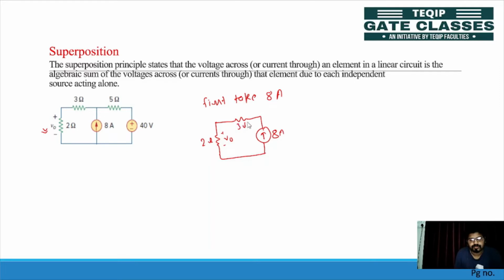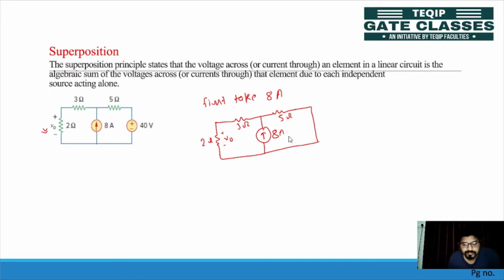This is 3 ohm. This is 5 ohm. And this voltage source will turn off. So if we are turning off the voltage source, that means we are short circuiting it, because the internal resistance of an ideal voltage source is 0. So resistance 0 means short circuit.